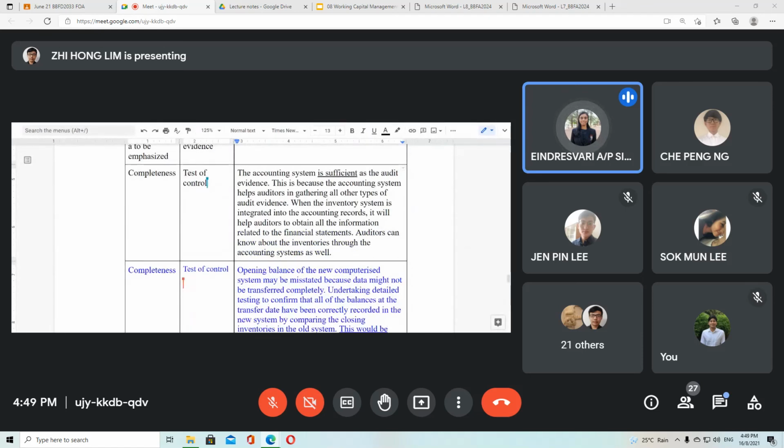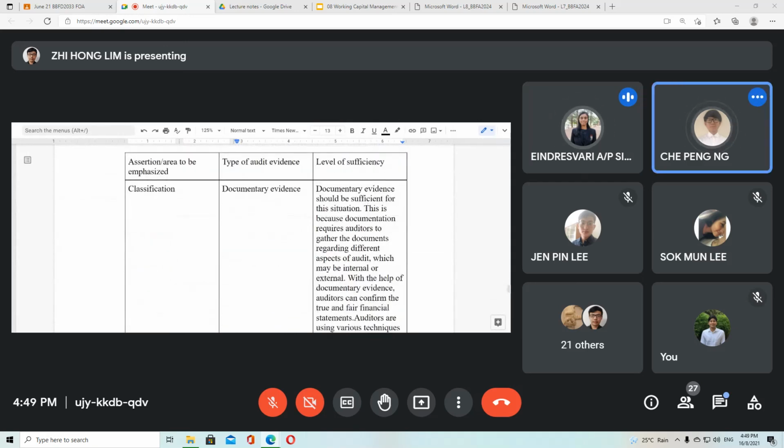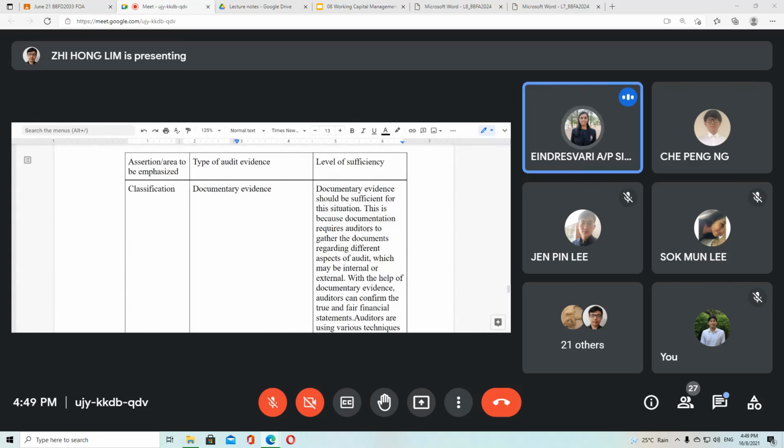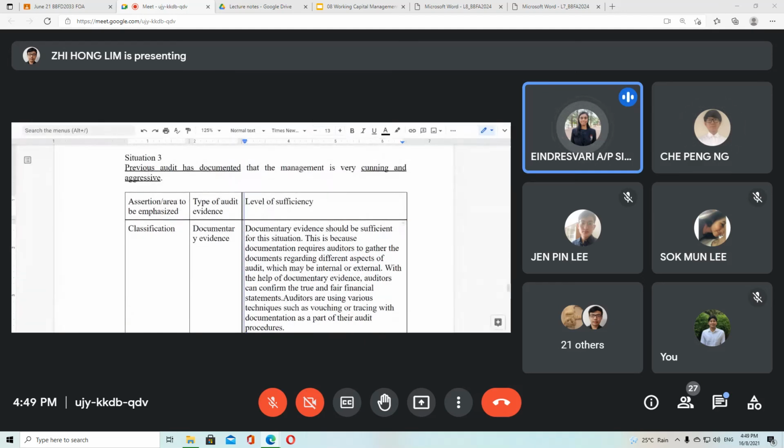This type of question is just to test your understanding. I won't test like this in exam. I just want you to understand the concept. Whenever we say inventory, we are looking at existence. Whenever we talk about the accounting system or inventory system, we want to make sure that the system is properly designed. Okay.